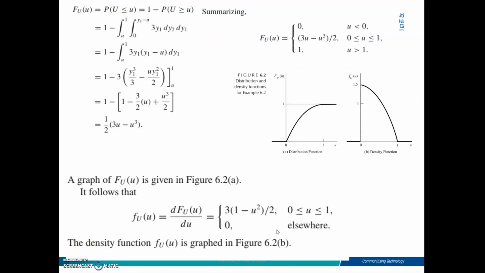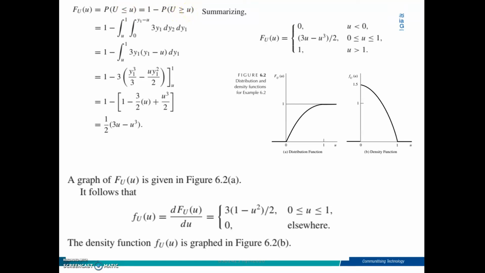To find the distribution function of u, for u between 0 and 1, we will integrate the function of y1, y2. As mentioned before, the area shaded for u less than or equal to u is above the line y1 minus y2 equal to u, so it's difficult to get the limits. Then we use 1 minus the probability that u is greater than u. Why 1 minus? Because it's a probability, so it should be 1 minus something. So here it should be greater than u.